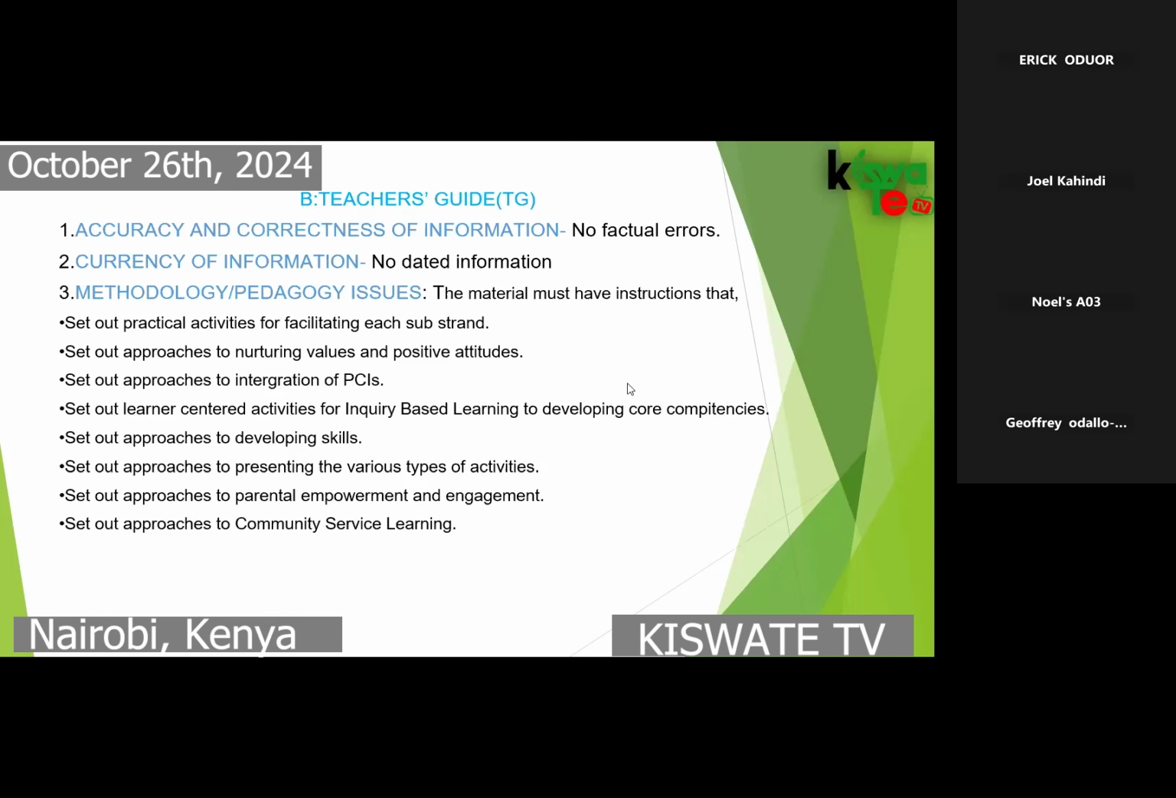Same to skills. Material must have instructions that set out approaches to develop the skills. Remember, the skills are within the specific learning outcomes in the curriculum design. So as you tease out and get the skill, if the skill, for example, is preparing a budget, that is a skill in business studies. So what are the instructions that will guide the teacher to help the students prepare the budget? That is what we are talking about.